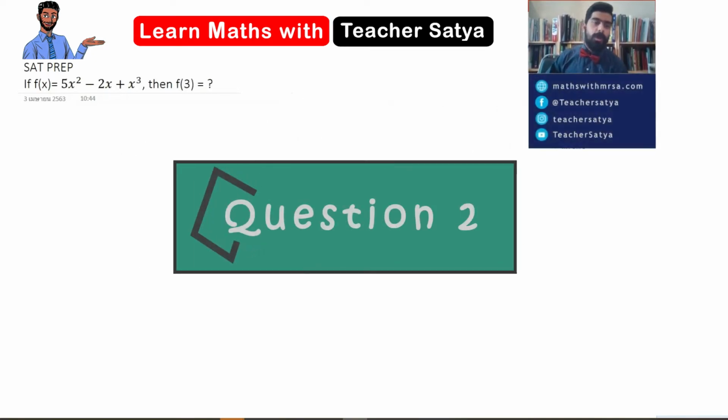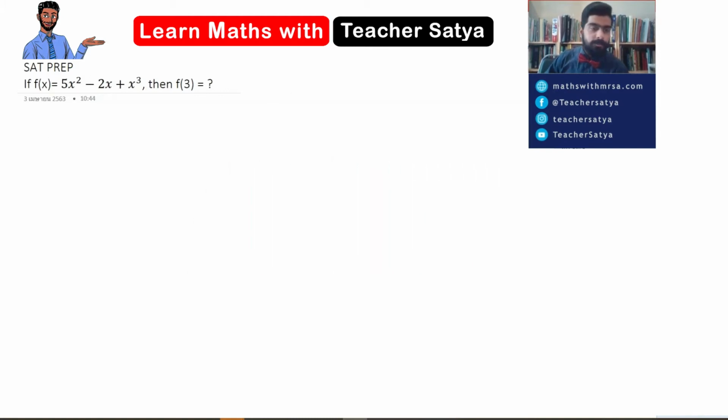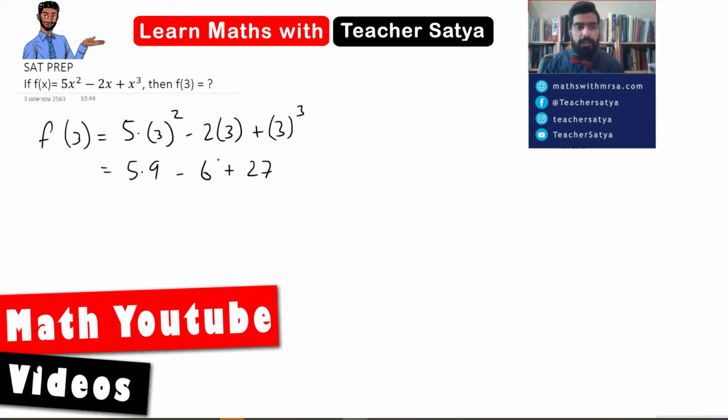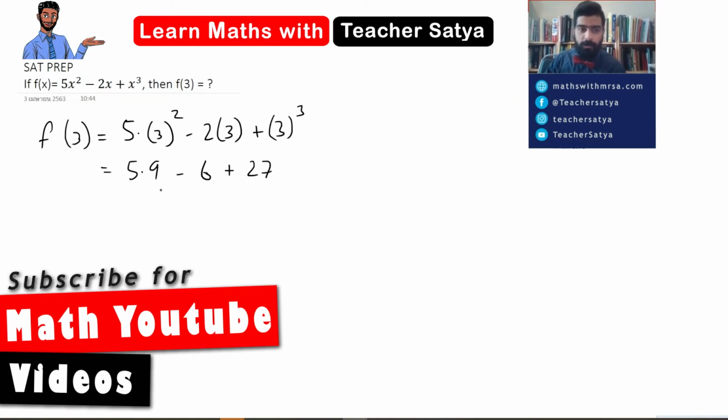So here we go. What do we have here? We have f of x is 5x squared minus 2x plus x cubed. Then we've got to find f of 3. So what do we have here? We have to just substitute it. So we would have 5 multiplied by 3 squared minus 2 times 3 plus 3 to the power of 3, which will give us 5 times 9 minus 6 plus 27. Right guys? 2 times 3 would give us 6, plus 3 to the power of 3 would give us 27.